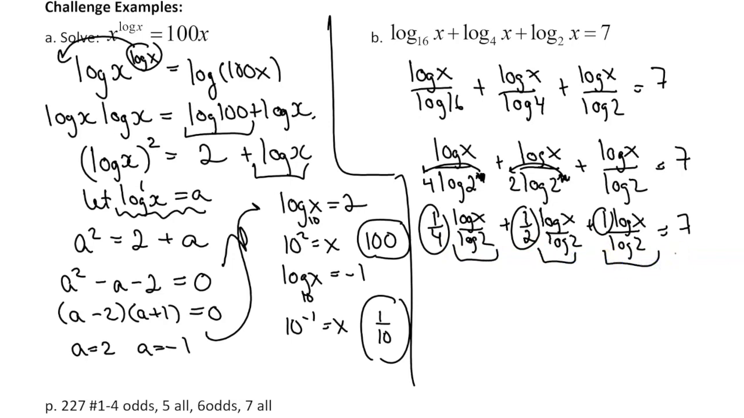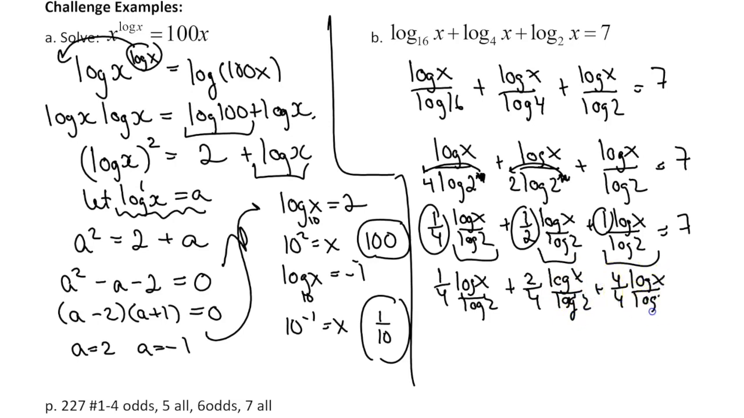And so if you take a quarter plus a half plus 1, well, what do you get? Well, I guess we should probably say you should have a common denominator. And you could do something like this. You could have 1 quarter of log x over log 2 plus 2/4 of log x over log 2 plus 4/4 of log x over log 2. And that would equal 7 over 4.